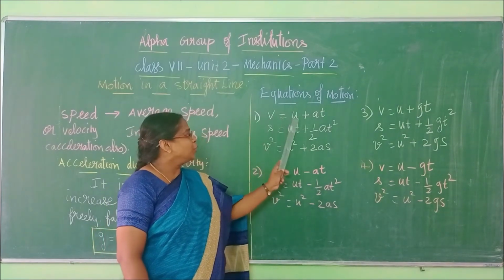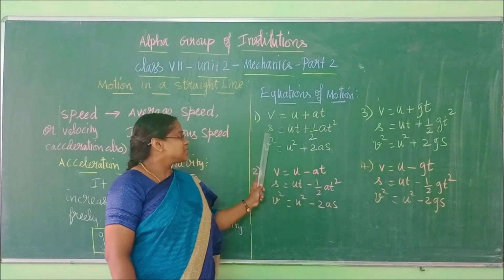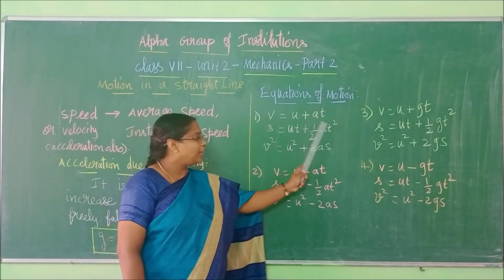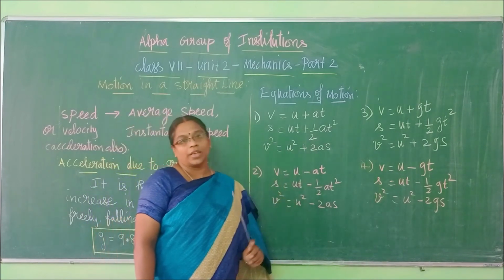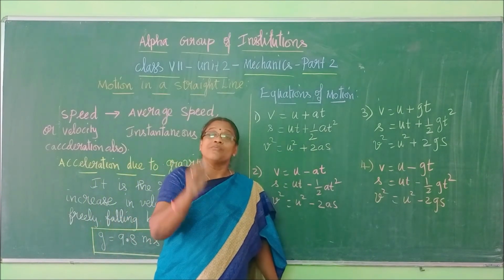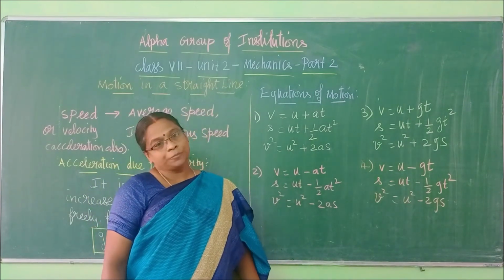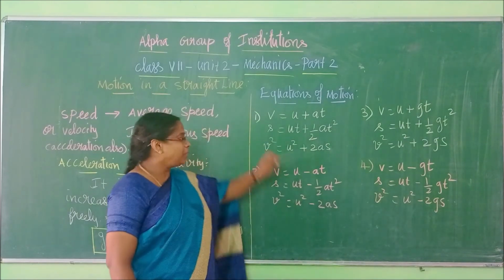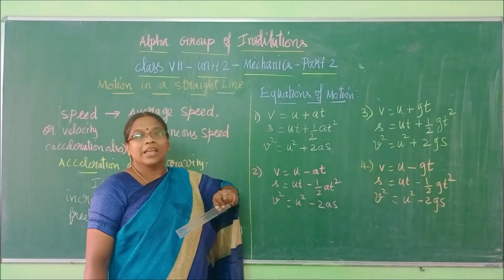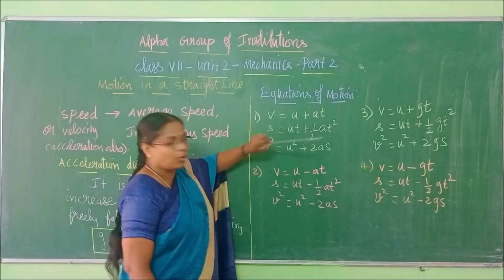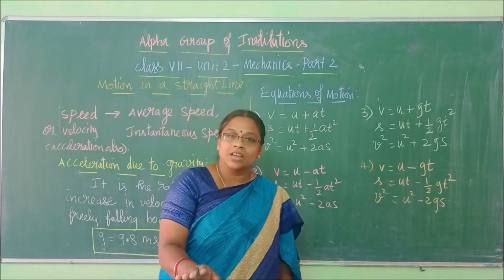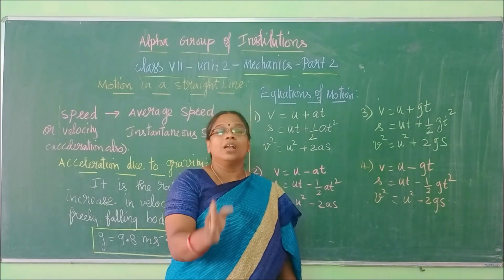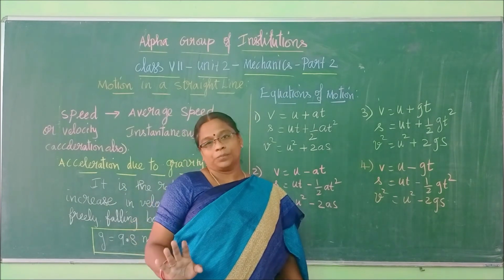V is equal to U plus AT. S is equal to UT plus half AT square. And V square is equal to U square plus 2AS. Children, these are all fixed equations of motion. First equation of motion means this alone. Second equation of motion is this alone. Third equation of motion is this. You cannot change the order. Go and learn with this order.